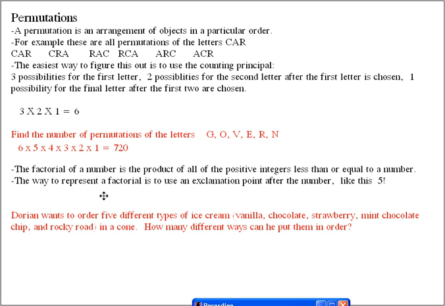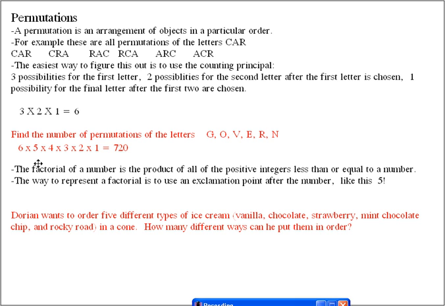Now, one way of talking about this is through the term called factorials. Factorial is just the representation of the product of all positive integers less than or equal to a number. Now, make sure that makes sense. 0 is obviously not a positive number. It's a neutral number. And the way to represent the factorial is by using an exclamation point after a number, like this. 5 with that exclamation point is a factorial. That would just be 5 times 4 times 3 times 2 times 1. And that would be 120, I believe.